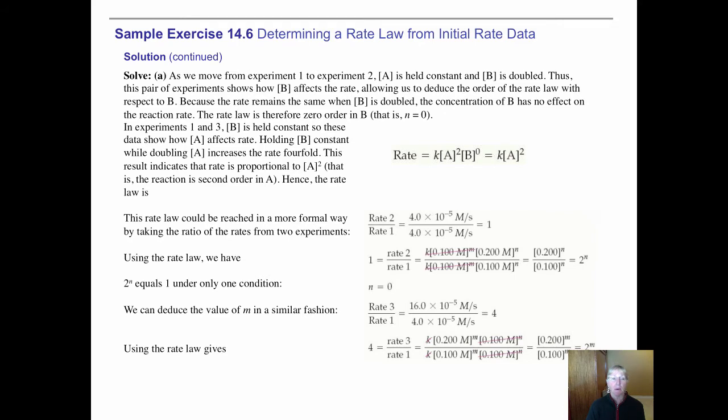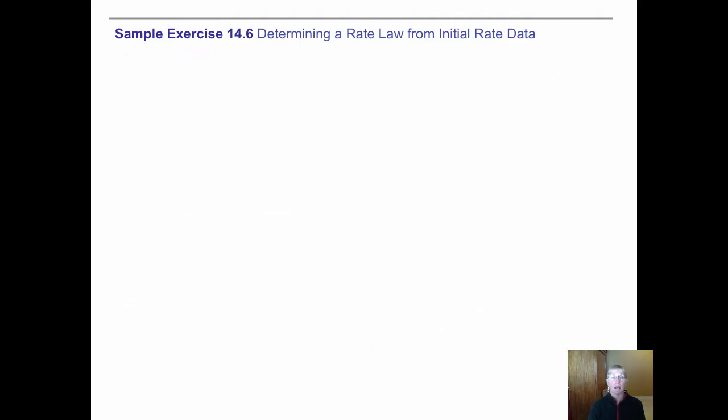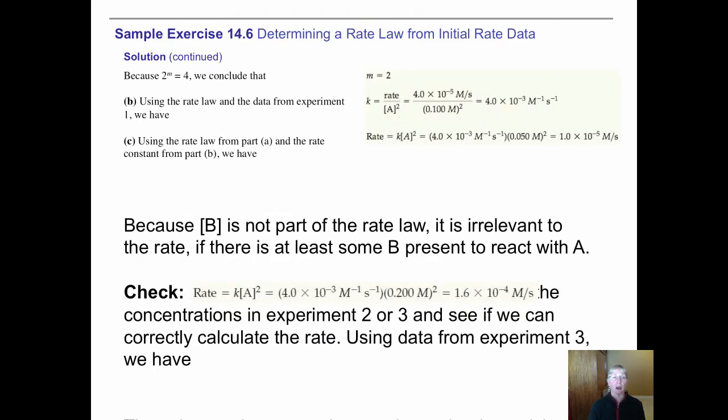So now that we have a rate law, and by the way, I'm not going to do this one right now, there's a more formal way where you can compare the rate of one trial to the rate of another and mathematically predict what the rate law is. But I'll let you read that one on your own. What I'd like to do next is show you how you can determine the k.